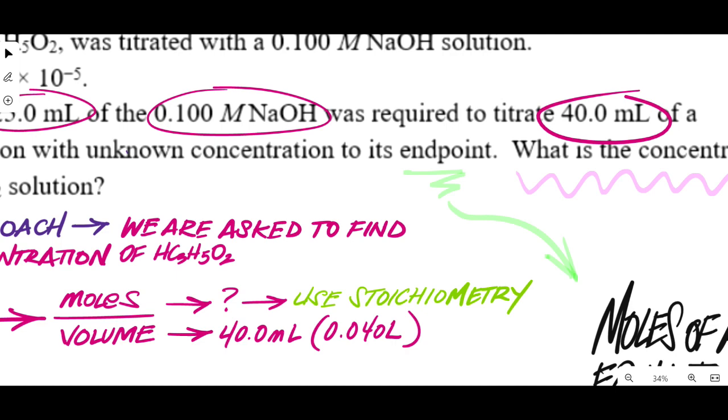So in green, I wrote use stoichiometry. That's how we're going to get the moles. Now next to the word volume, I wrote 40 mLs, because you can see in the upper right-hand corner, that was given to us in the question. Now in parentheses, I also went ahead and converted the 40 mLs into liters, simply moving the decimal 3 places to the left.